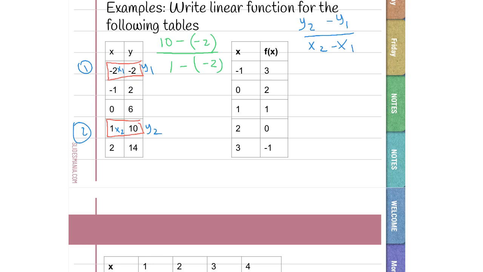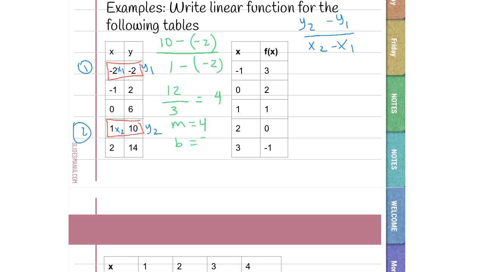So now we need to evaluate this. So what is 10 minus negative 2? Well, if you put that in your calculator, or if you know how to work with negatives, you know that that's going to be 12 over, what's 1 minus negative 2? Well, that's going to be positive 3. And then 12 divided by 3, well, that is 4. So we have that m is equal to 4.